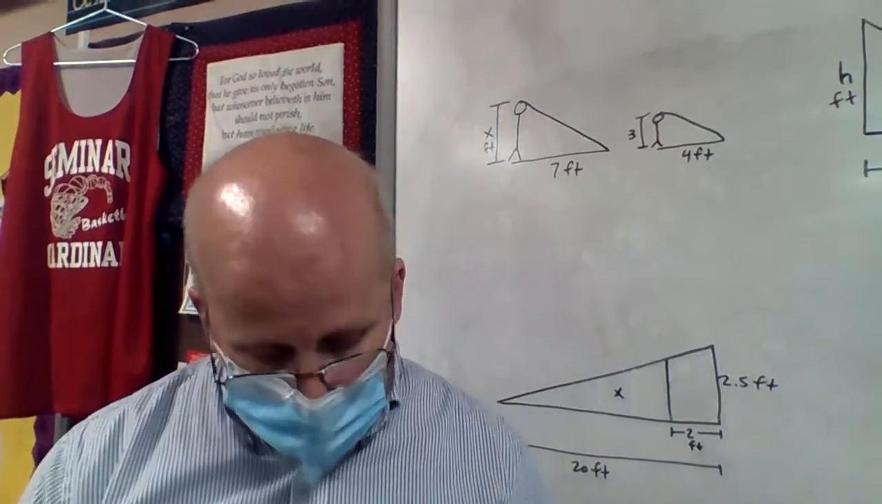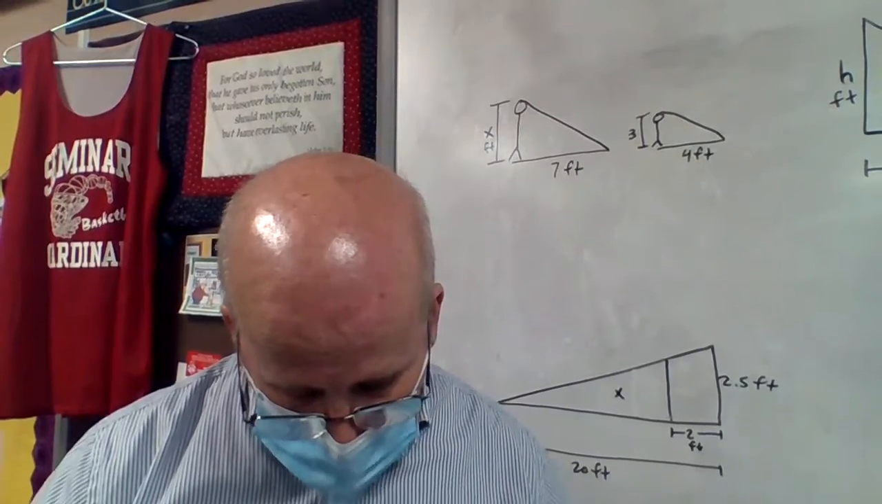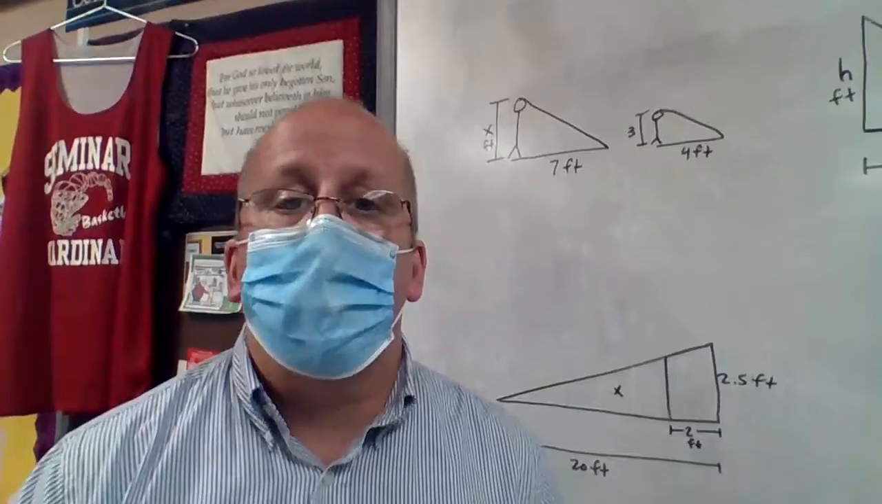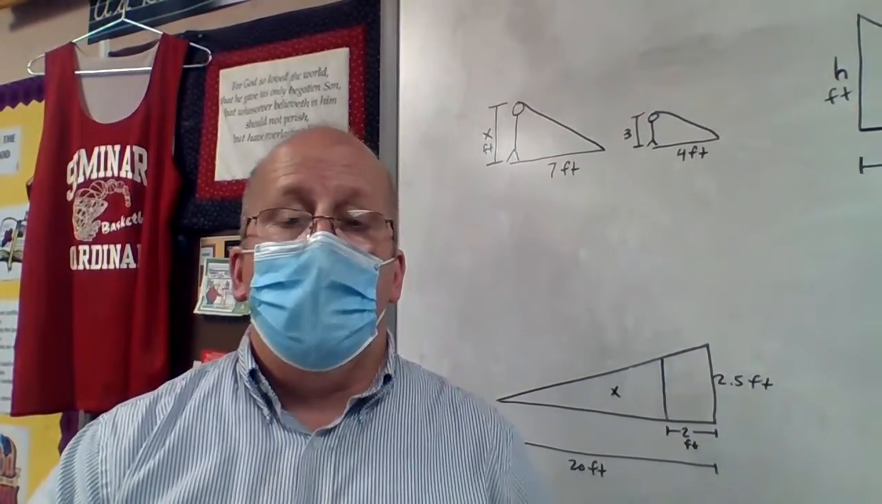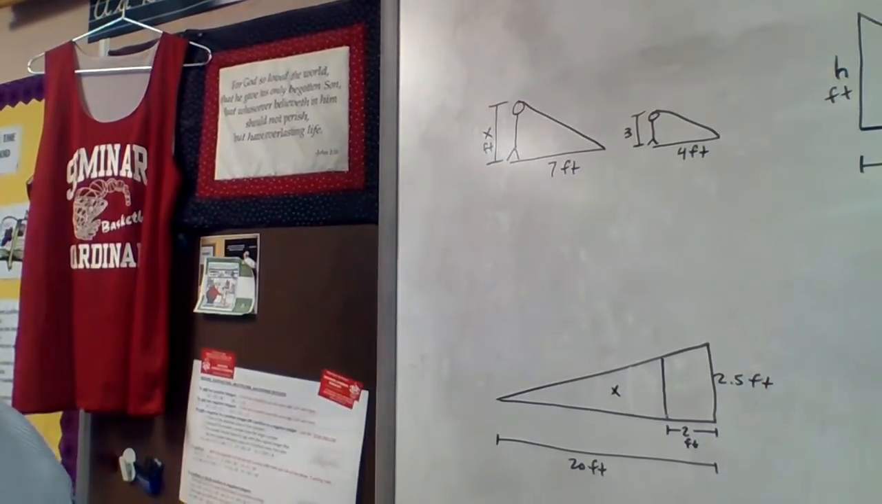Hi, grade 7. This is the math lesson for 4-7, which is entitled Indirect Measurement. This is an awful lot like the similar polygon lesson, and hopefully this will make sense to you shortly.